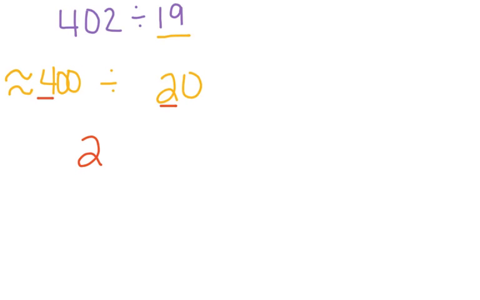I see that 10 divided by 10 allows me to cancel those zeros out and leaves me with one more zero. This lets me know that the answer to this problem will be in the neighborhood of 20. Let's look at another example.